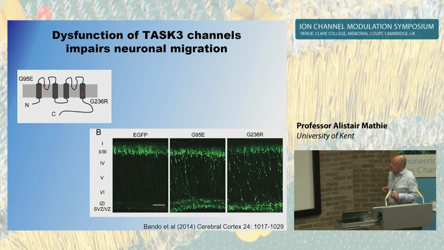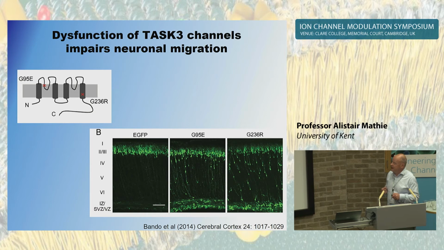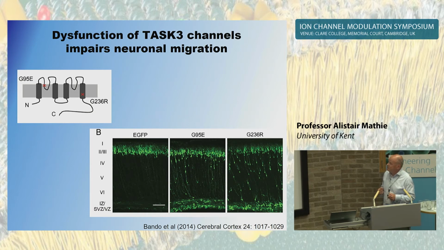And one of the things that's known to happen as a result of this mutation at the very early stages of development is a dysfunction of neuronal migration. This is just an example from the cortex, a paper from a couple of years ago now, where we're looking at migration of cortical neurons to layers 2 and 3. And this is impeded either by a mutation in TASK3 at the pore region, which stops the channel being functional, but also by this point mutation found in this disease, KCNK9 imprinting syndrome.